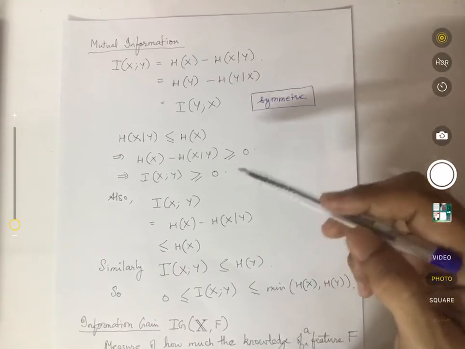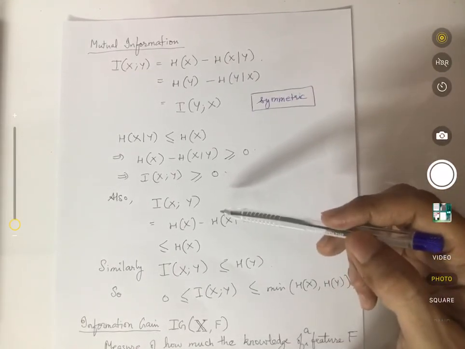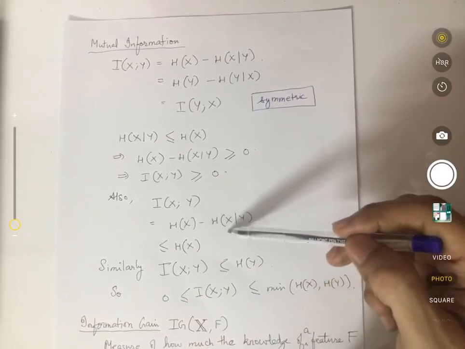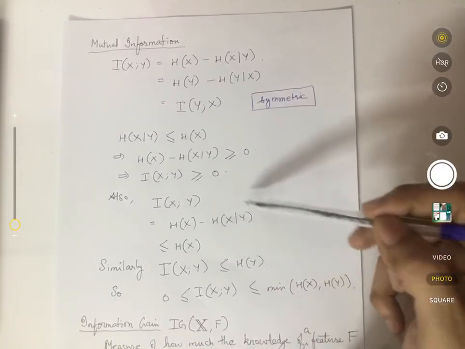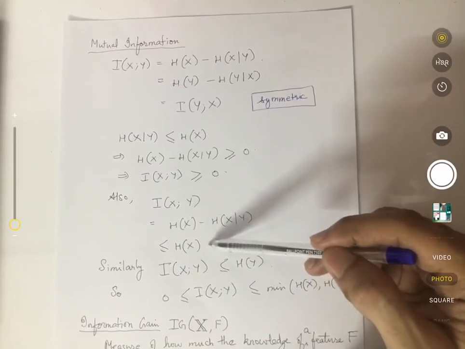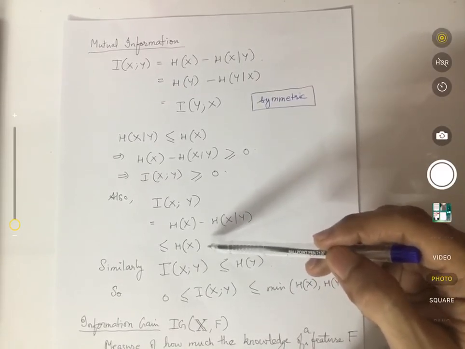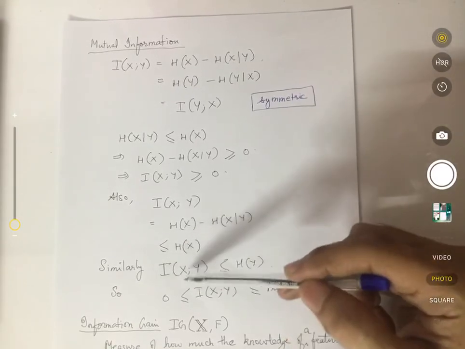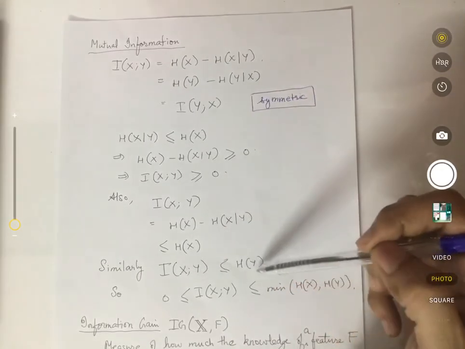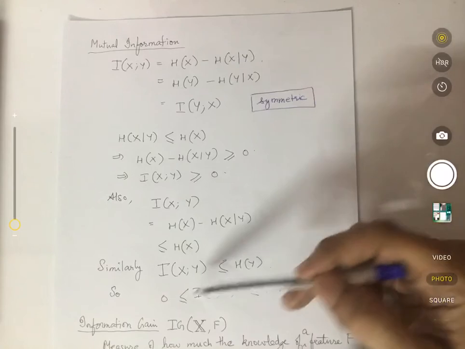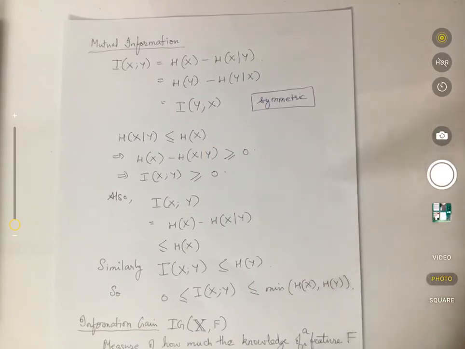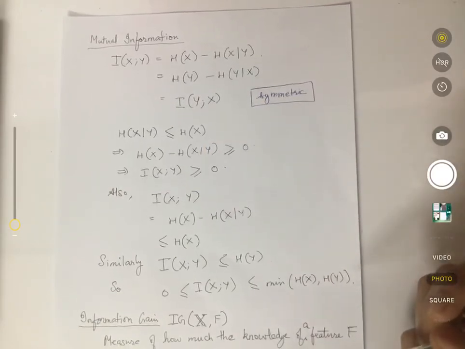Okay, and also by definition I of xy is h of x minus h of x under y, and because h of x under y is a positive quantity, you can say that the mutual information is less than or equal to the entropy h of x. Similarly, by making use of the symmetric relationship, I of xy is less than or equal to h of y. So the mutual information is bounded by 0 and the minimum value of h of x and h of y.